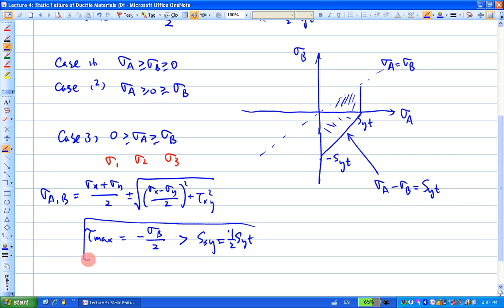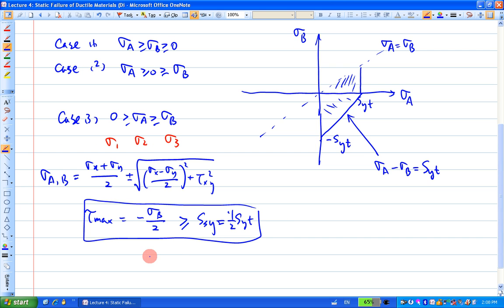So for this particular one, if you put equal signs, that will be the boundary. So the equal sign gives us the boundary. So what's the boundary here? The boundary is sigma b equal to negative SYT. This is the boundary.